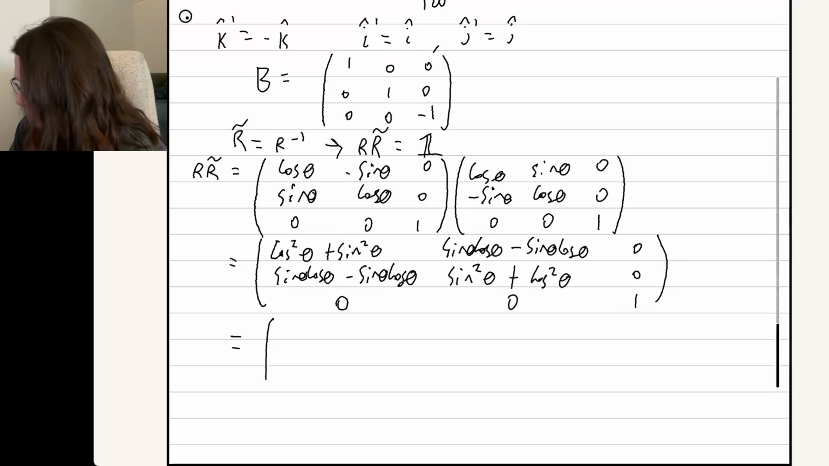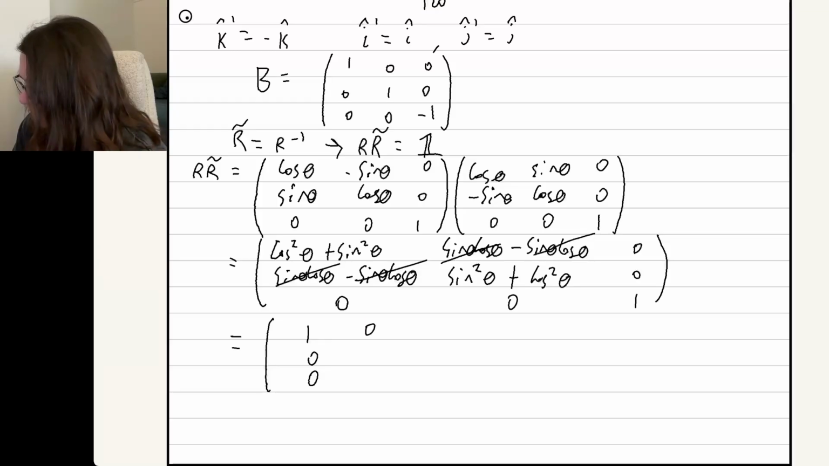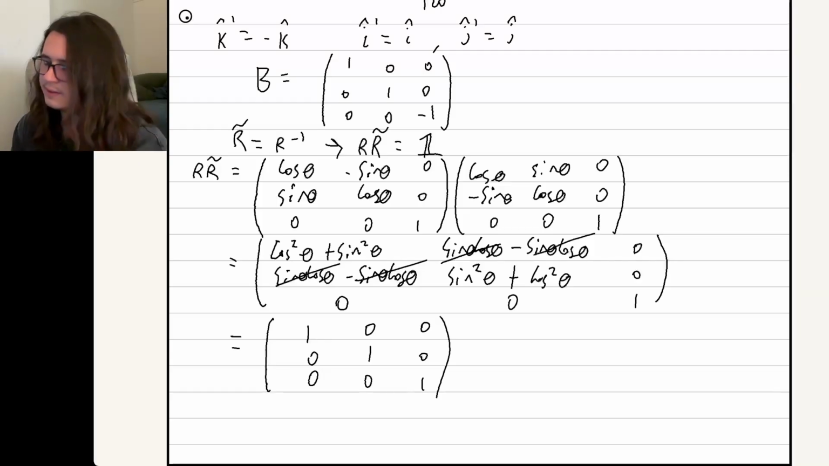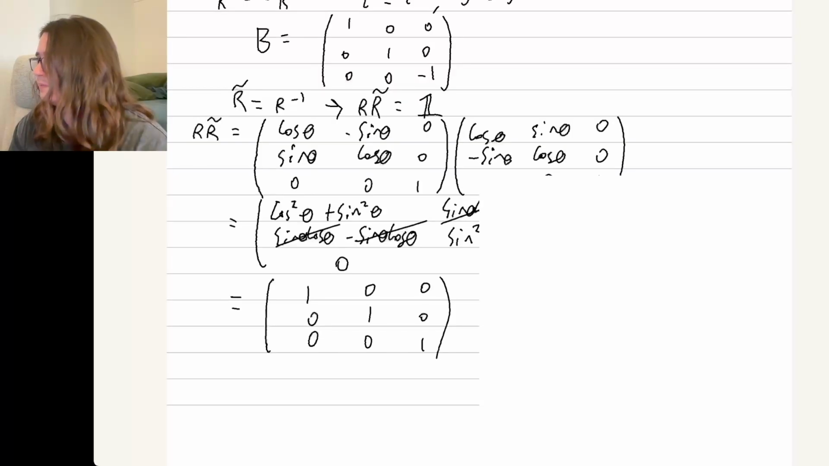Cool. So cosine squared plus sine squared makes 1. This will cancel out this. This is 0. This is 0. This will cancel out this. This is 0. Again, sine squared plus cosine squared is 1. This is 0. 0, 0, 1. So it is the identity matrix. So yeah, the rotation matrix is orthogonal.